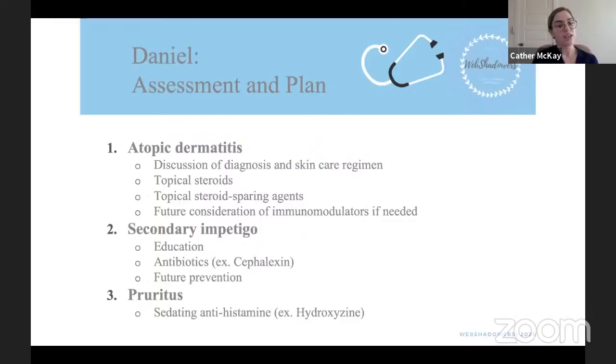Topical steroids, that targets the inflammatory component. So those are an important part of treatment.